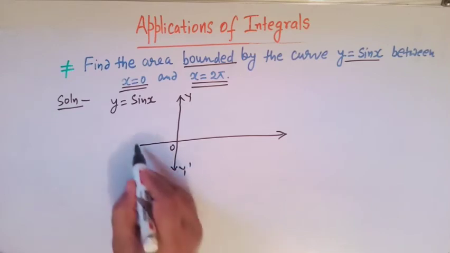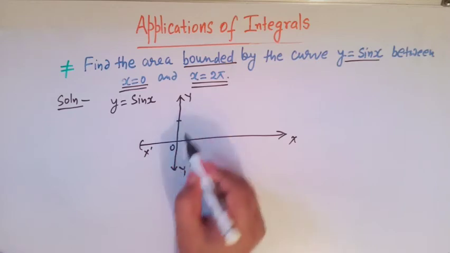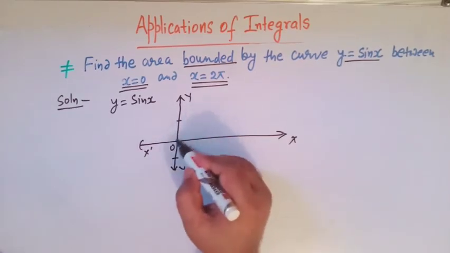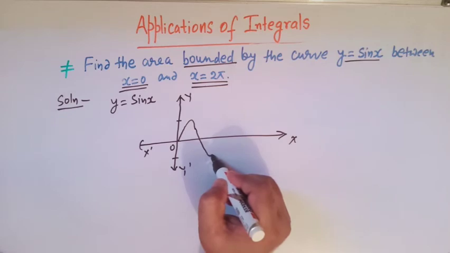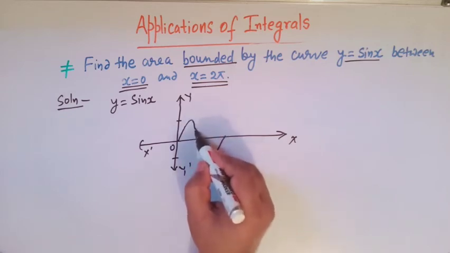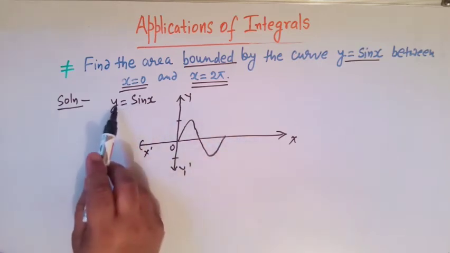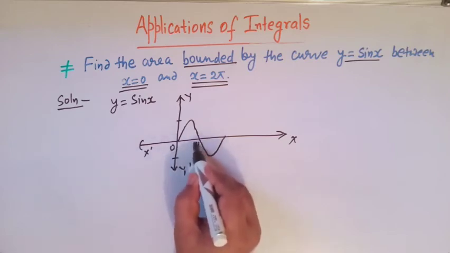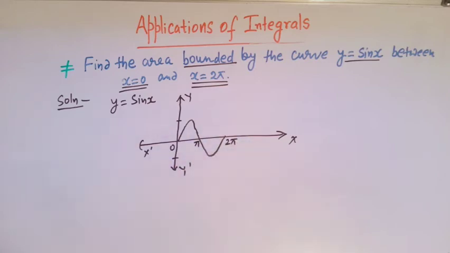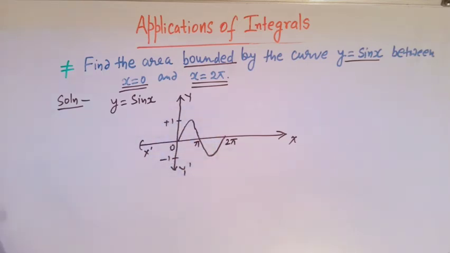sin x. Clear? Okay, so we know that the graph of y equal to sin x looks like this. See, the equation of the curve is y equal to sin x. So the plot, or the graph, of y equal to sin x looks like this. Here we have 0, here we have pi, here we have 2 pi, right? And here we have plus 1, and here we have minus 1. Clear?